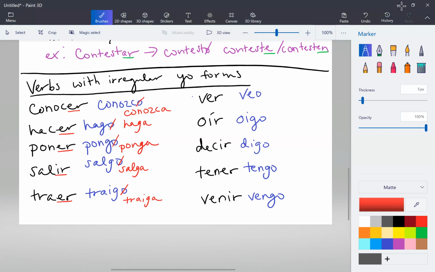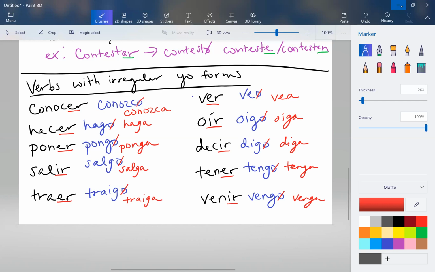For ver, vea. For oír, oiga. And for decir, diga. Tener, tenga. And venga. Venga, exactly.